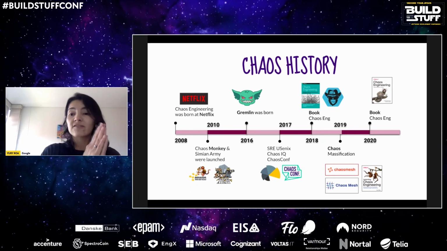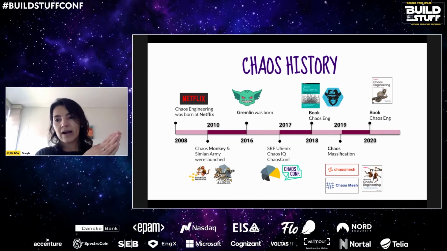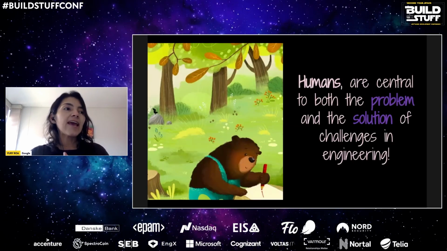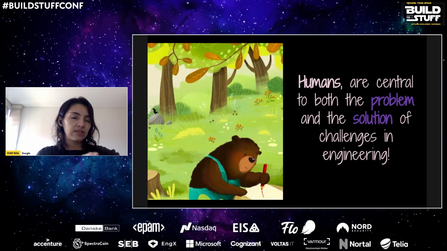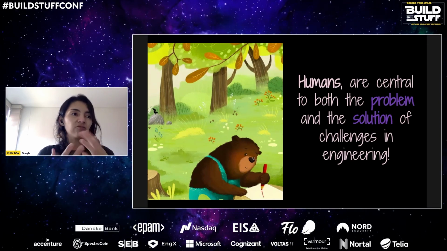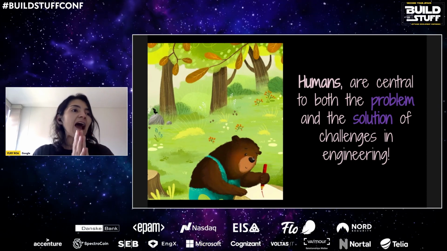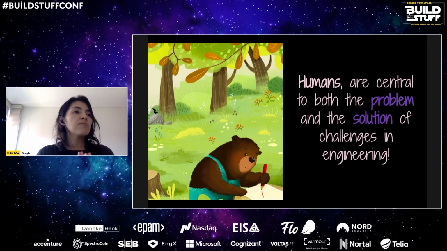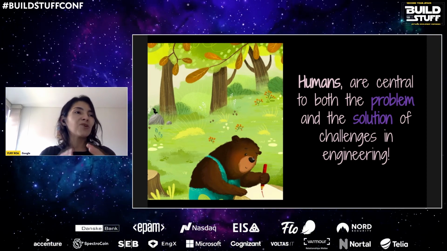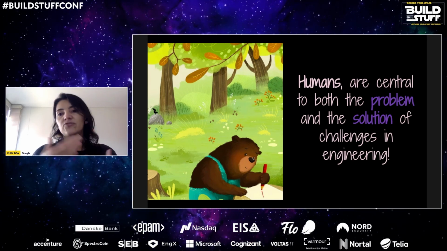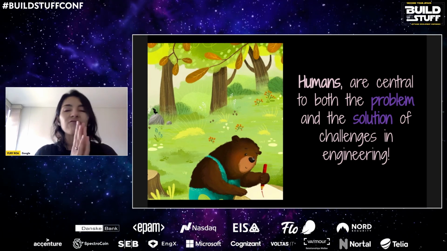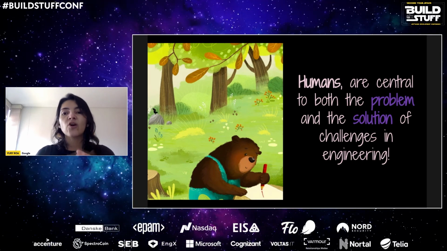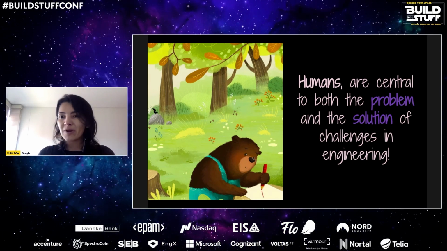The book was written by Casey Rosenthal and Nora Jones, who were part of the original team working in chaos engineering at Netflix. It is a phrase taken from the book Chaos Engineering, from Casey Rosenthal and Nora Jones: humans are central to both the problem and the solution in a system. I extended this definition to incident management, because when we have a disaster in production, for example, people are the reason there is a need and the solution to solve the problem. In this sense, humans are fundamental when we are facing a critical situation such as an incident, because we are central, we are both the problem and the solution.